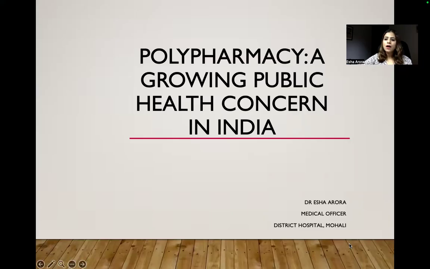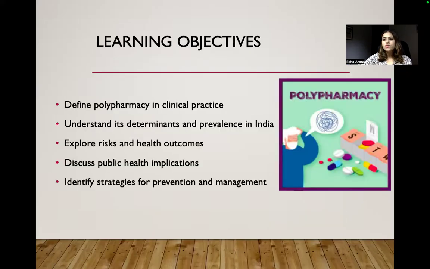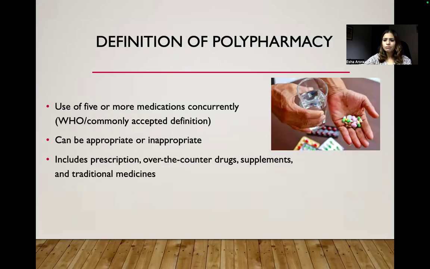So over the next 10 to 15 minutes, we would be talking about polypharmacy. What is polypharmacy? What are its determinants and prevalence, its risks and health outcomes? We would be discussing the public health implications, and we would also talk about certain strategies for prevention and management. Now, as already discussed, polypharmacy is use of 5 or more medications concurrently.